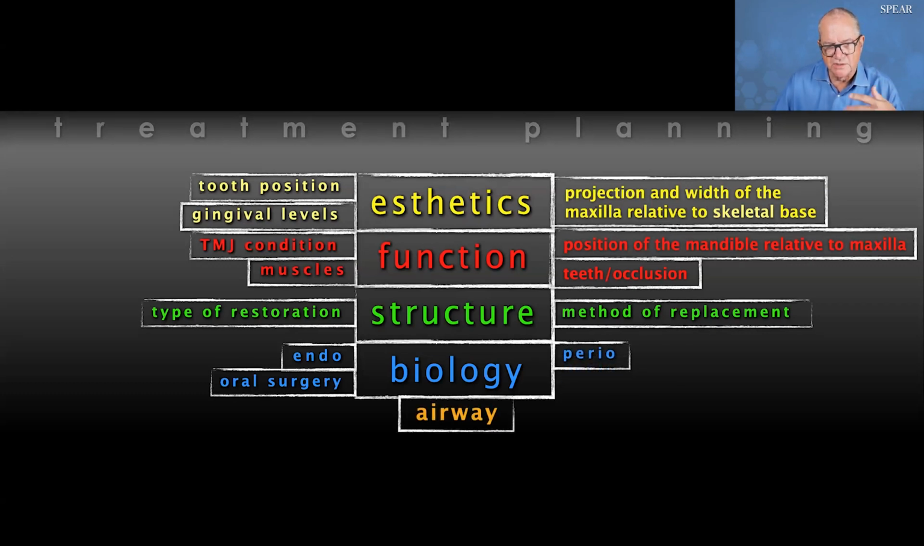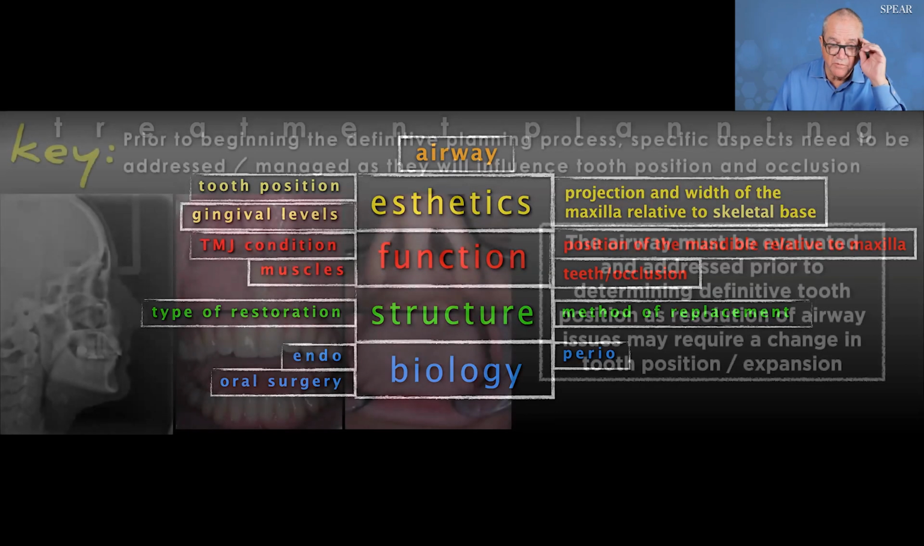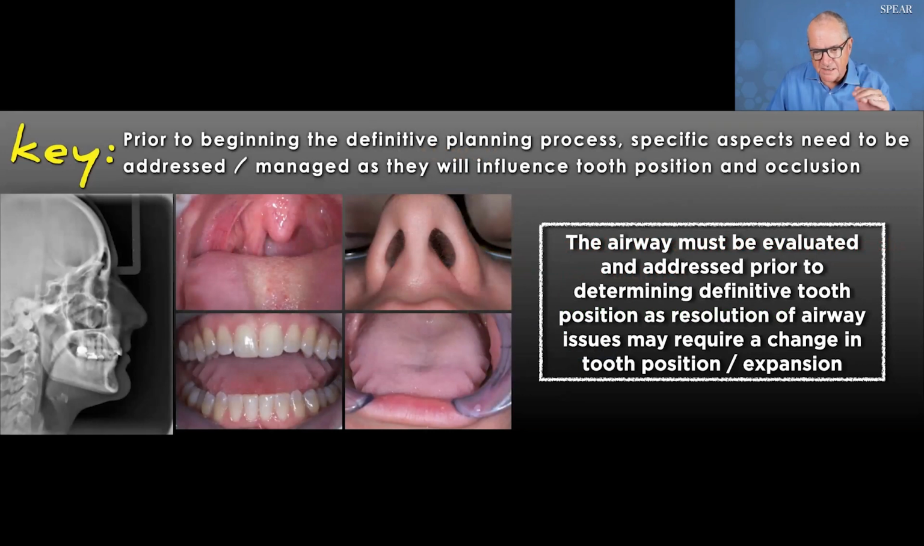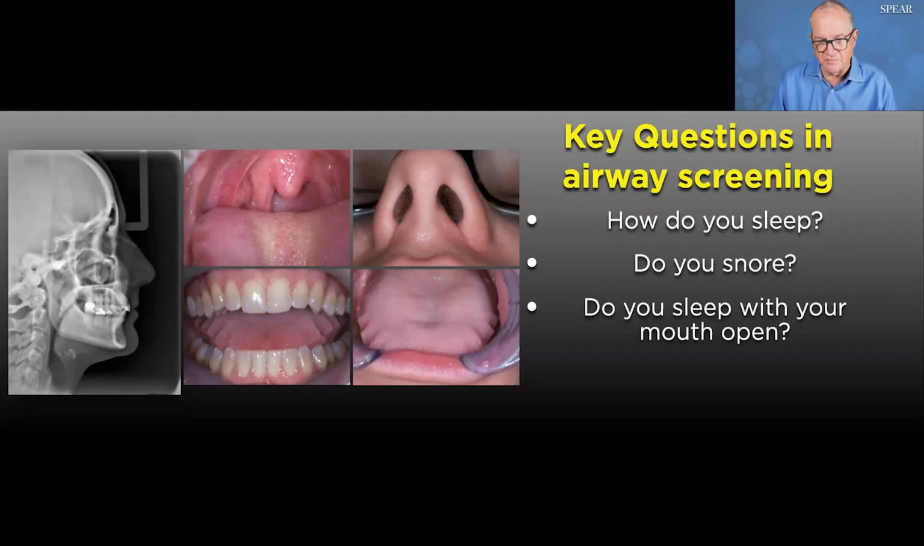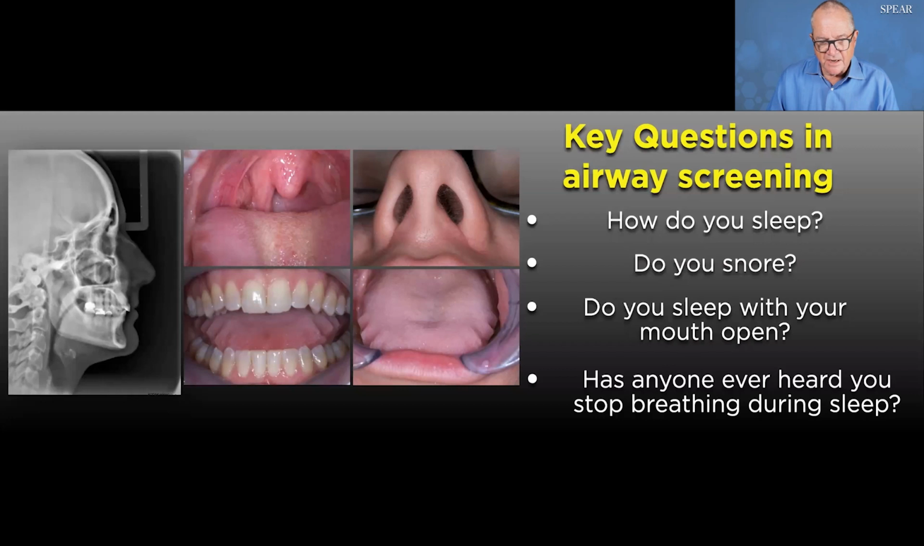And then, as I mentioned, airway is a much bigger factor in our understanding today. And so when we really think about it, before we can do, quote, EFSB, you have to have addressed airway. And you don't need fancy screening tools to address airway. You can ask patients some very simple questions. How do you sleep? Do you snore? Do you sleep with your mouth open? Has anybody ever heard you stop breathing during sleep? If the answer to any of those questions is yes, then you might want to go to a more detailed screening in terms of oxygen saturation, et cetera.